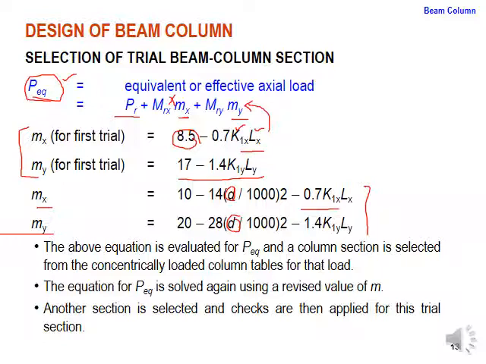The above equation is evaluated for the P equivalent and a column section is selected from the concentrically loaded column tables for that particular load. The equation for the P equivalent is solved again using a revised value of the M, and the section is selected and checks are then applied for this trial. So whatever section you get by using this set of equations for the first trial is not the final one. Once the section is with you, that D you use to calculate mx and my, and again you calculate P equivalent, and corresponding to that you get another trial section. For that you apply the checks, and so on.